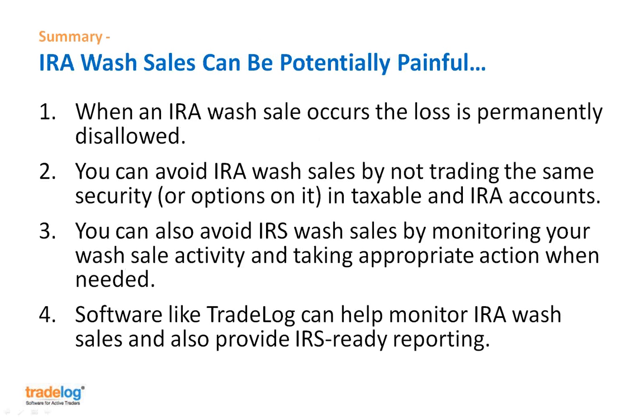So, a kind of summary here. We talked about IRA wash sales and how they can be potentially painful. Keep in mind, when an IRA wash sale occurs, the loss is permanently disallowed. That's why that rule is painful. You can avoid IRA wash sales by not trading the same security or options in both your taxable and IRA accounts. We said IRS wash sales there; that's a little typo. Point number 3, you can avoid IRA wash sales by monitoring your wash sale activity and taking appropriate action when needed.